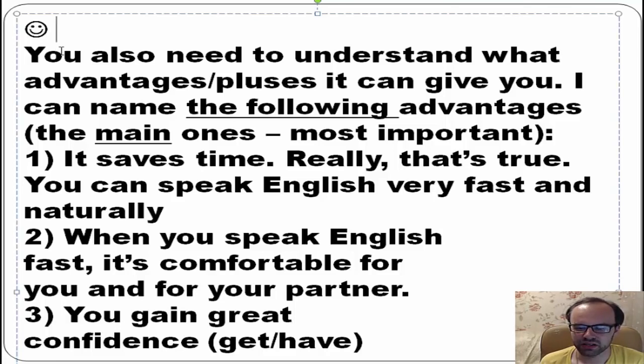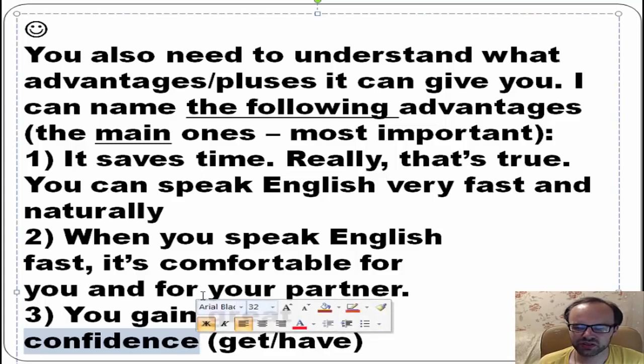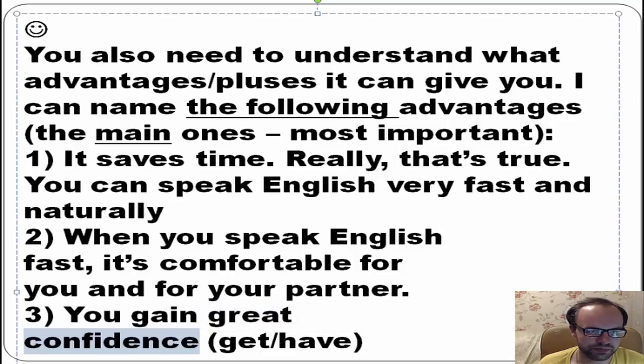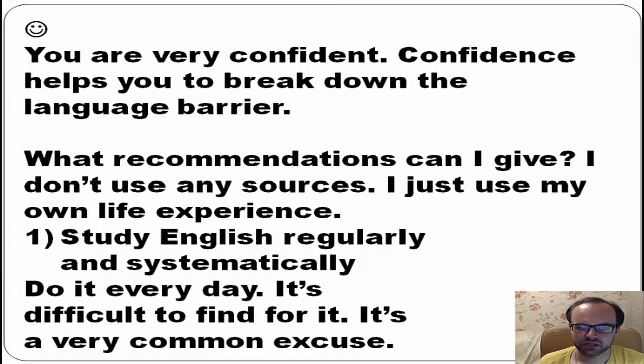So it's a new level. It's a very big step forward, and it helps you to have this confidence. What is confidence? It means that you are sure that your English is good, you believe in yourself, so it's a very positive feeling. Next, so you are very confident.